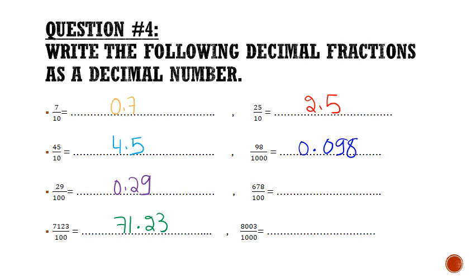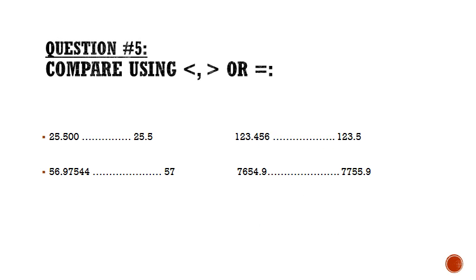0.098. Now, yes, Philippe. 6.78. Very good. And the last one. Yes, Nurjan. 8.003. Excellent. Is it clear? Yes. Good. Now I need to compare the following decimal numbers.